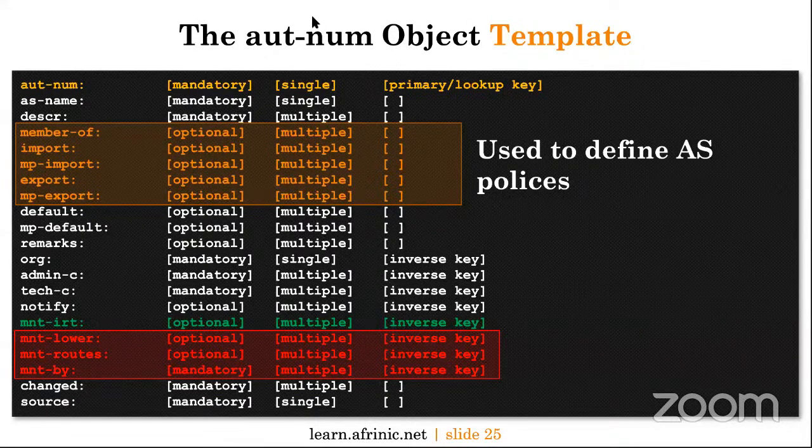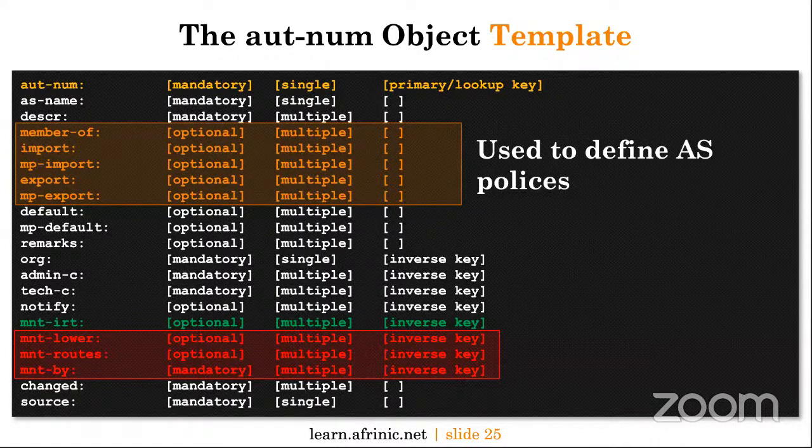Okay, so here the ones highlighted in red, starting with MNT hyphen. These are mainly maintainers, except the one in green, the MNT-IRT. That one is used to specify the abuse contact, and it is not really used for authentication. While the others, MNT-lower, MNT-routes, and MNT-by, are actually used for authentication.